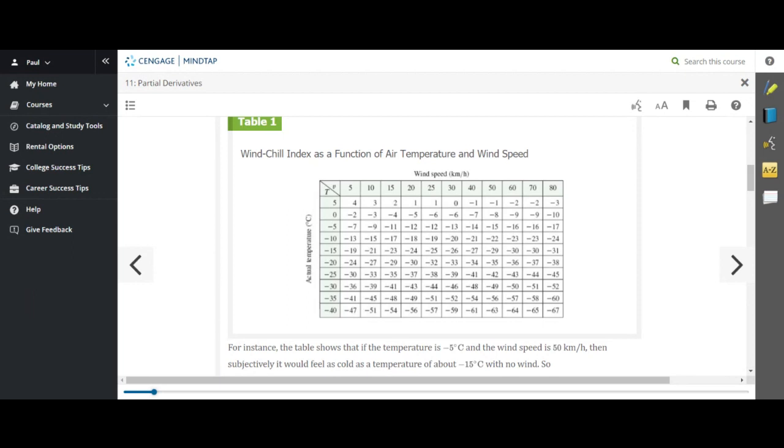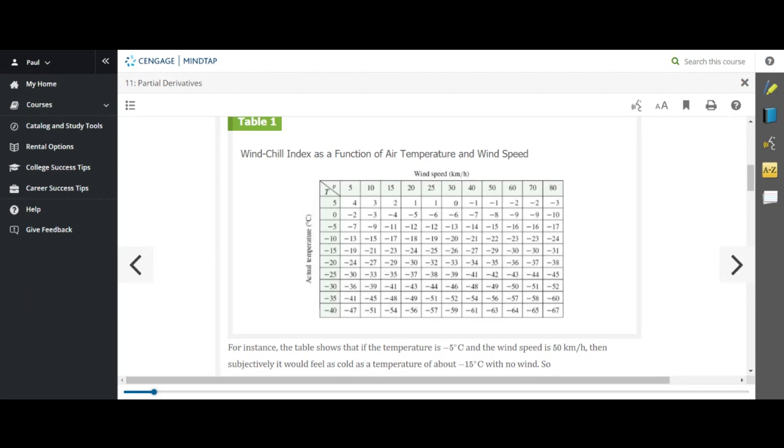Okay, so here, going across there, you have the speed of the wind, and going down, you have the actual temperature, and wind chill is a function of air temperature and speed. How many have heard of the wind chill temperature? The wind chill. Charles remembers that. Charles knows that. Ian has.